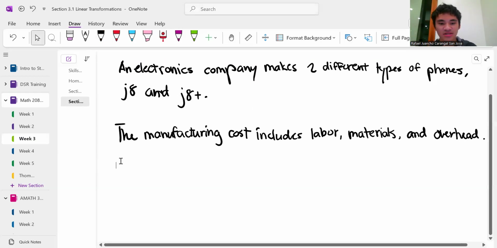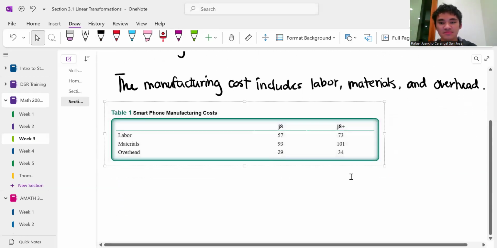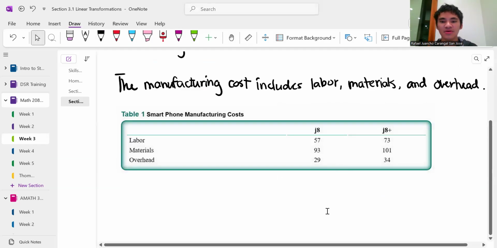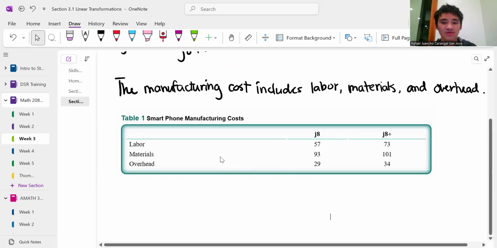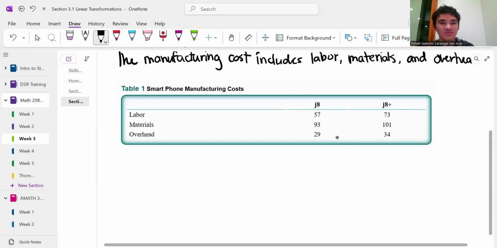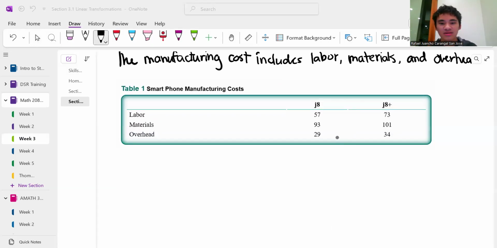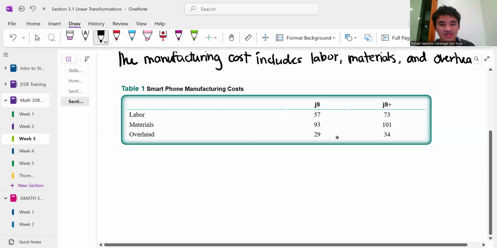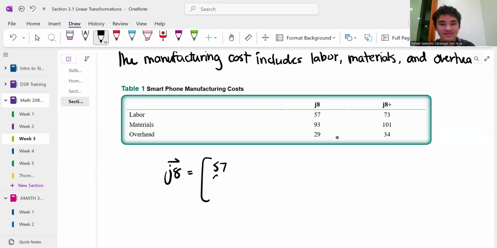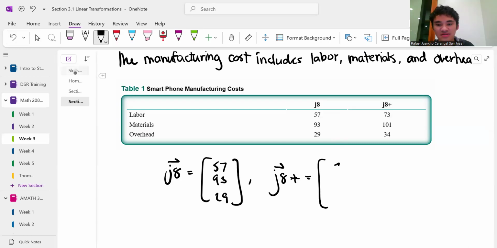Someone apparently already recorded this data. So now we know what the costs are for labor, materials, and overhead for both the J8 and the J8 Plus phone that they're making. And we can actually organize these into two vectors, right? We could do that. J8 Plus: this is 73, 101, 34.